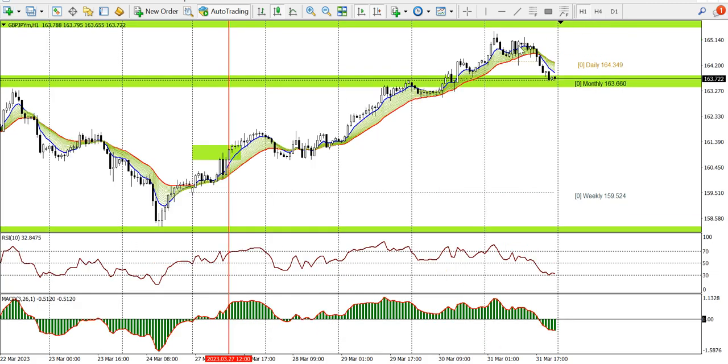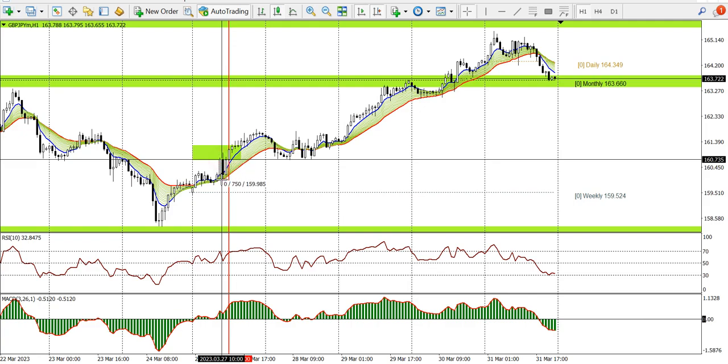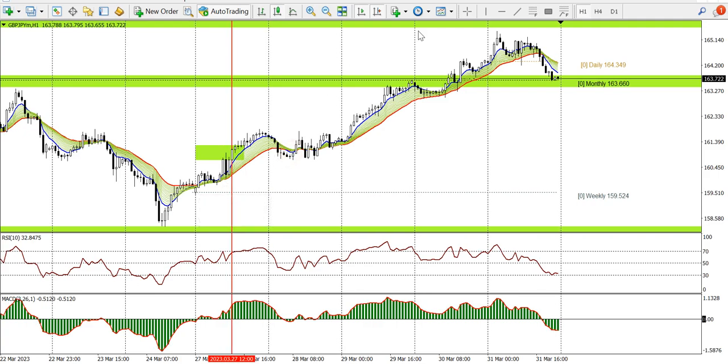Let's go to our H1 chart, GBPJPY Monday. I have traded this trade, and I have traded this. My stop loss was around there. I had a small profit there, but anyway, there is no trade here actually. And Monday was our bullish day.